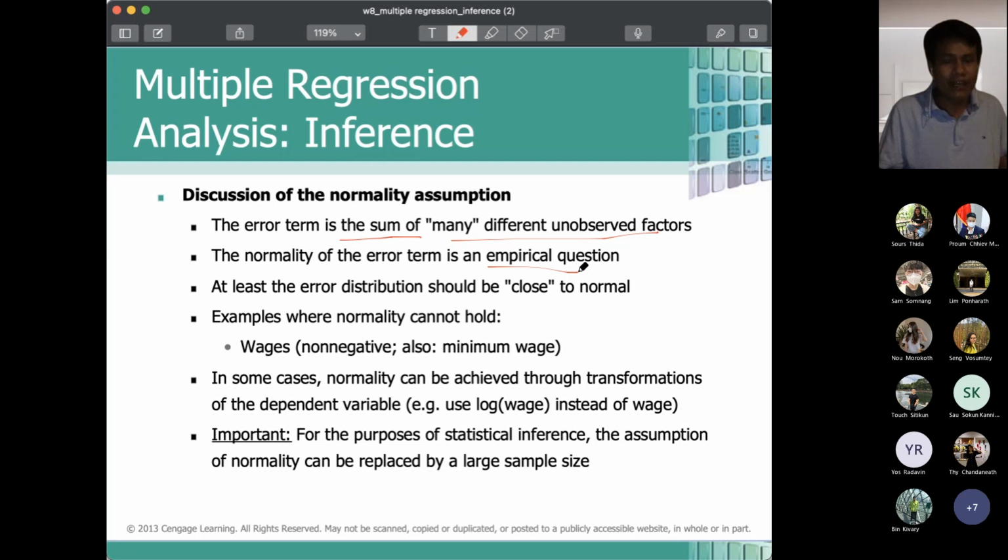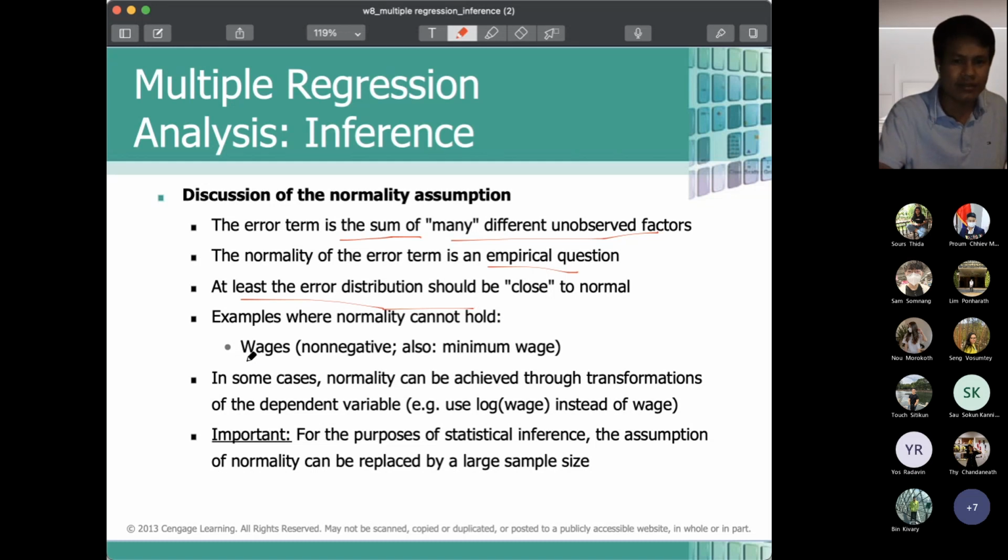However, normally we believe that at least the error term should be close to normal if you have a large sample size. If you have a large sample size, this assumption is not a main problem. Let me give you an example of where this assumption cannot hold.